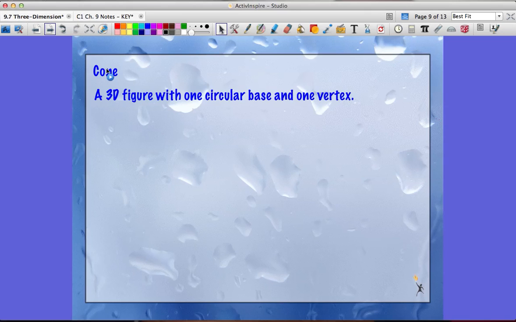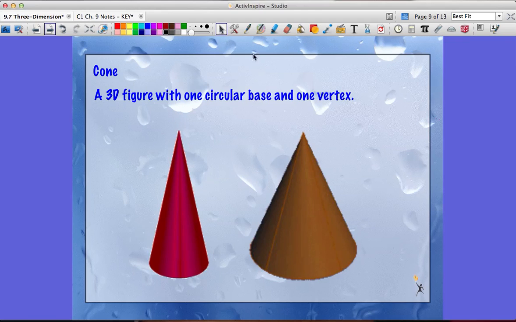Then we have a cone. A cone is a 3D figure with 1 circular base and 1 vertex. So it's the circle version of a pyramid. It comes to a point at the top, but its base is a circle. Since it's not a polygon, it has no faces, and there is no difference in the name. These are always cones.